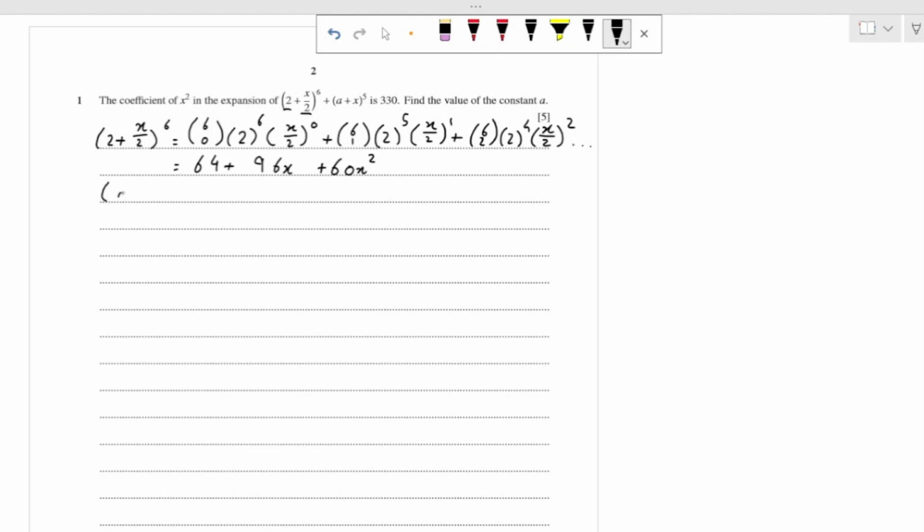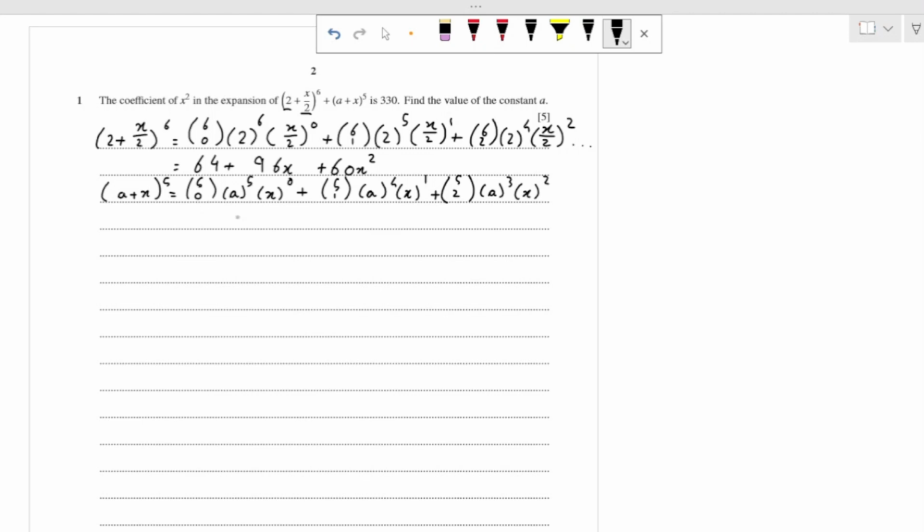Now we're going to do the second bracket, (a + x)^5. Same thing, we write 5C0, a raised to the initial power, which is 5, and the second term, which will always start with power 0. Then we write the second term, 5C1, a raised to power 4 and x raised to power 1, and then again 5C2, a raised to the power 3 and x raised to the power 2.